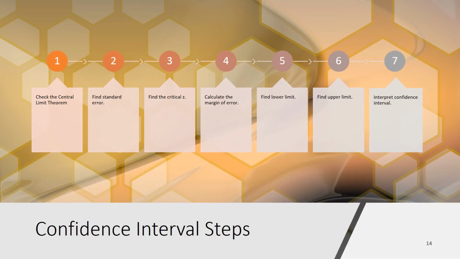And here are the steps to calculating a confidence interval. First, you want to check the central limit theorem to see if it holds true, because if we don't know it holds true, then we can't estimate the standard error. And that's crucial, because if we can't estimate the standard error, we can't put a margin of error on it. And then we don't know how confident or how precise our confidence interval can be. So you need to make sure that is true first.